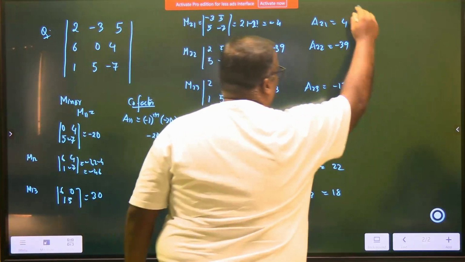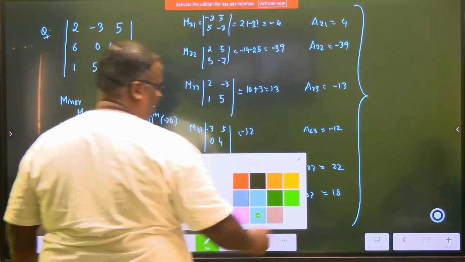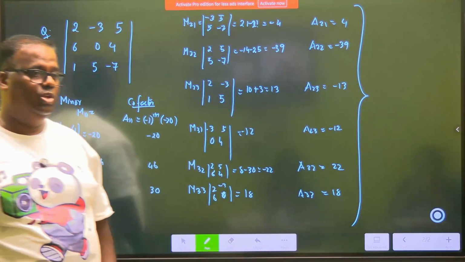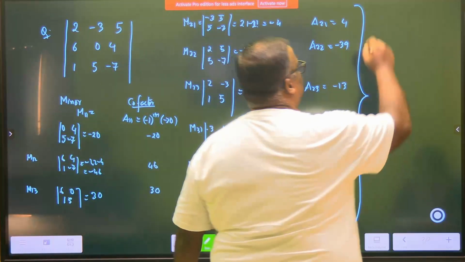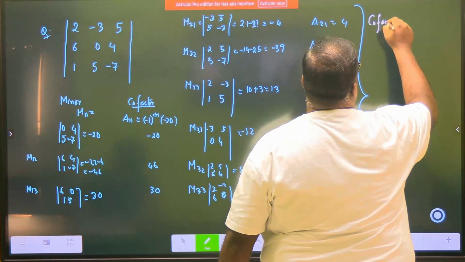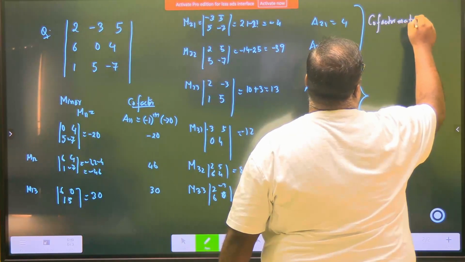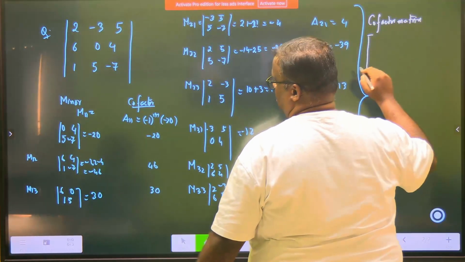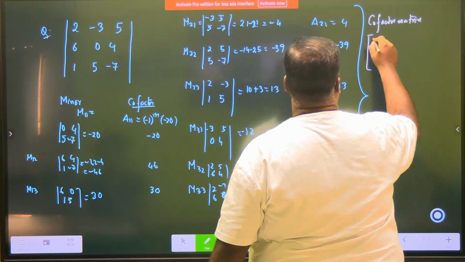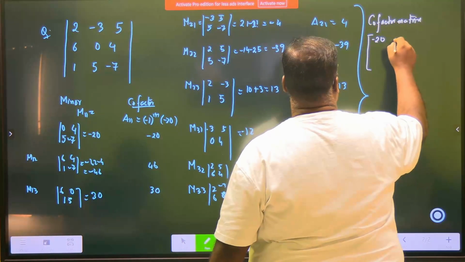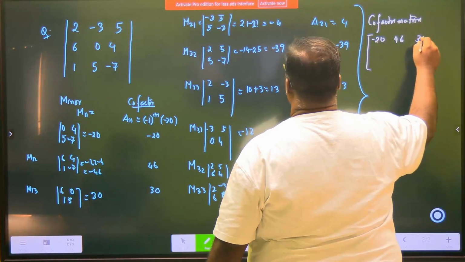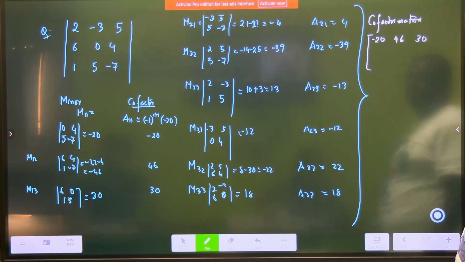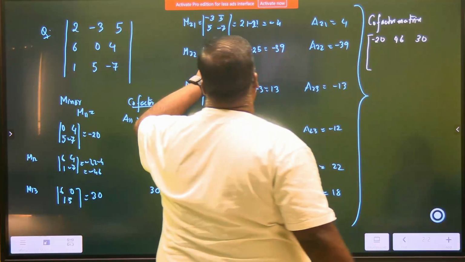At this stage, let me know once you have done. All of you have done by now? Can you write the cofactor matrix? Let's write the cofactor matrix now. Which one? Minus 25, minus 10.